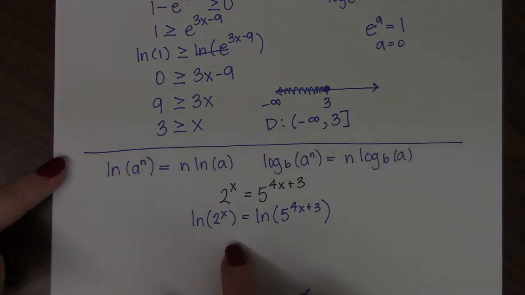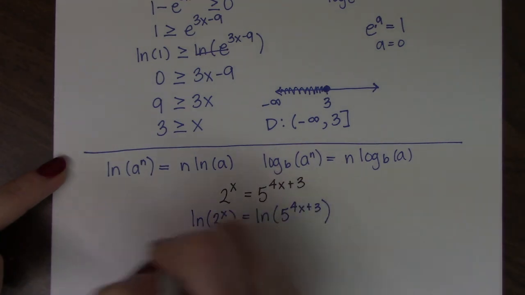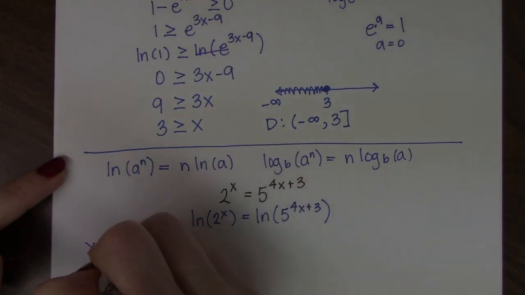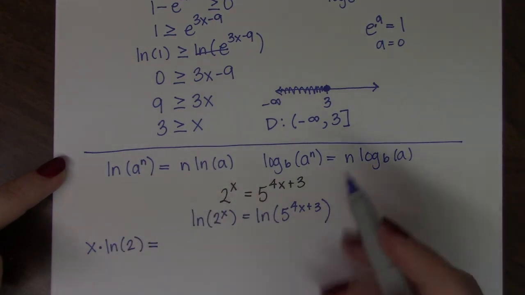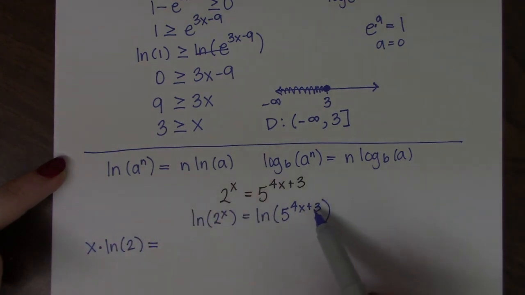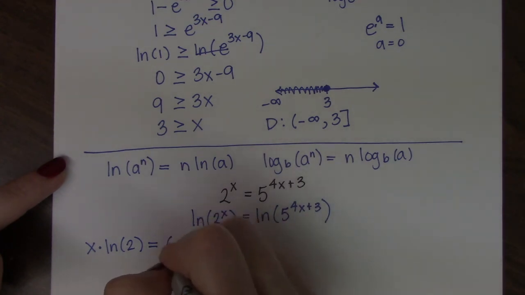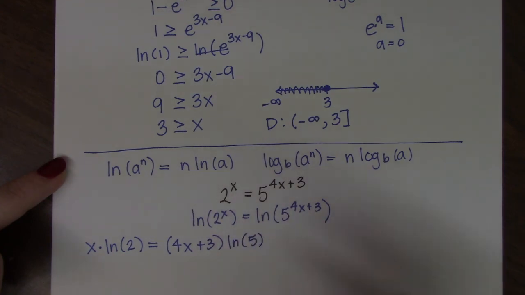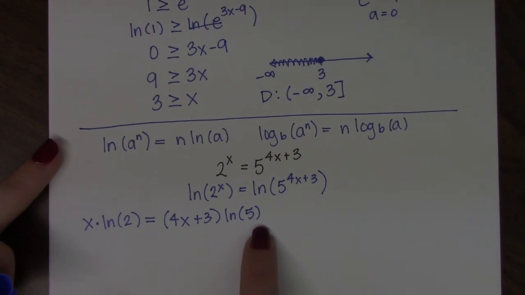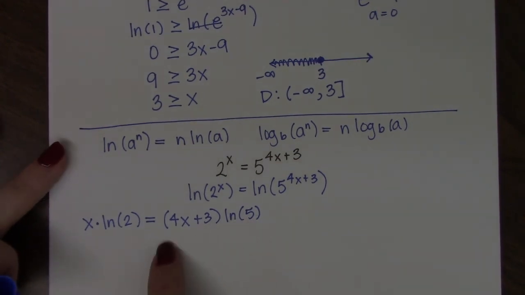So on the left side, this property says I can move the x out front. So I'm going to get x times the natural log of 2. And on the right side, I'm also allowed to move the exponent out front. You have to use parentheses here because I need to make sure that this entire expression gets multiplied times the natural log of 5, because I'm going to have to distribute.